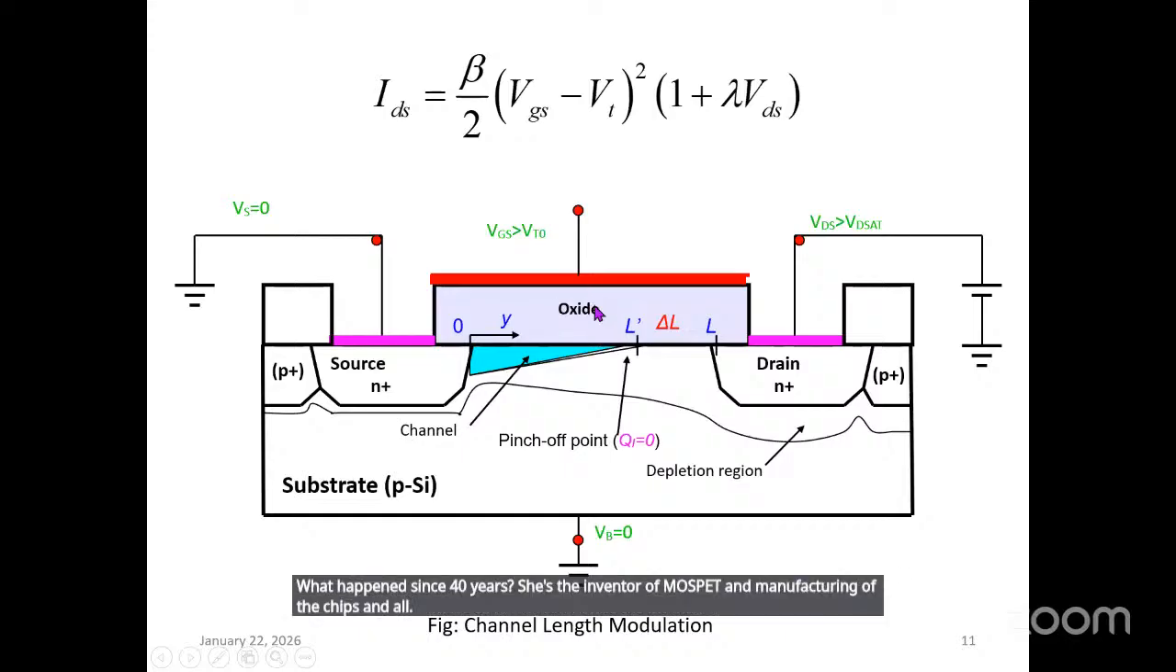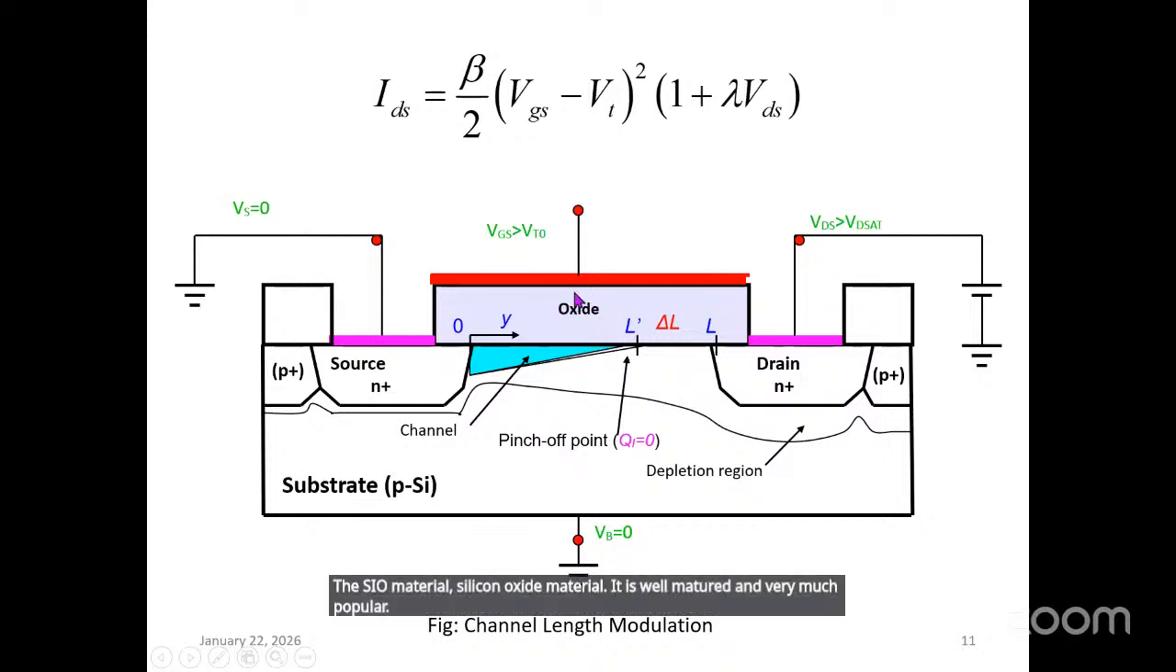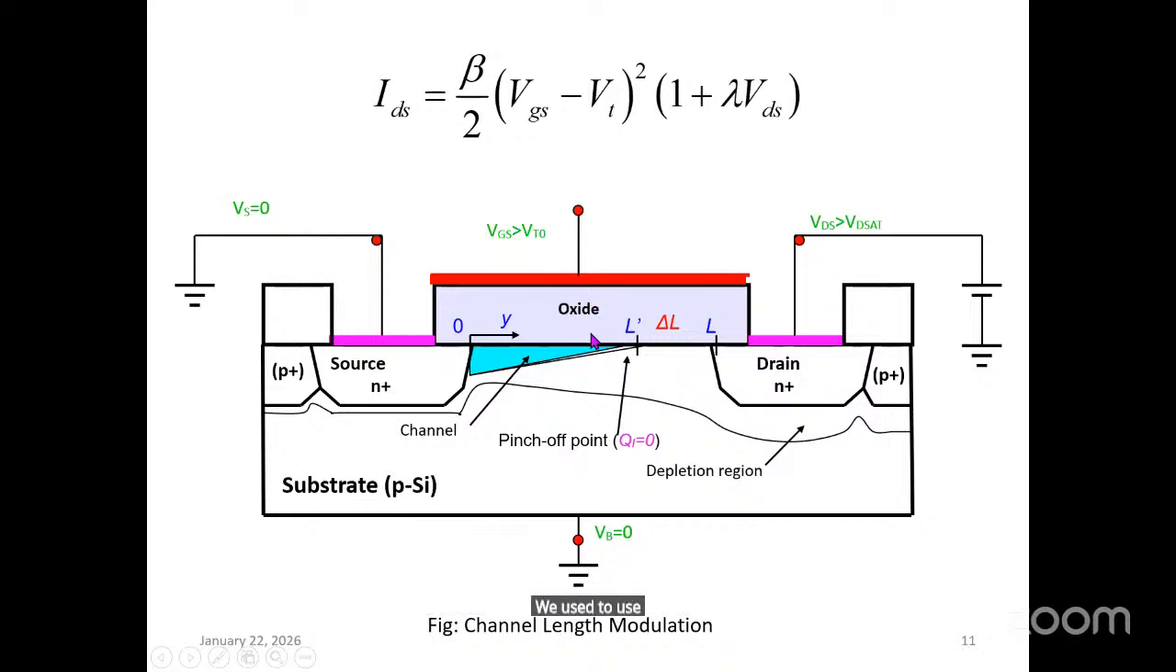What happened over 40 years, since the invention of MOSFET and manufacturing of chips? SiO2, silicon oxide material, is well matured and very popular. We used to use SiO2 material having epsilon R equal to 4. SiO2 was doing well. Everything was going well, no problem.